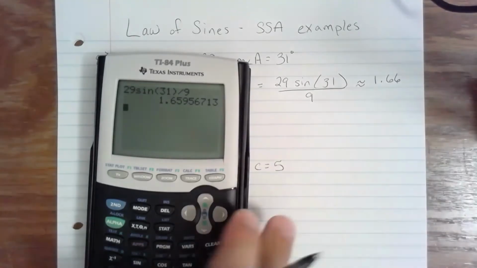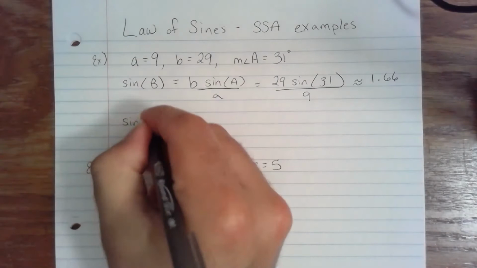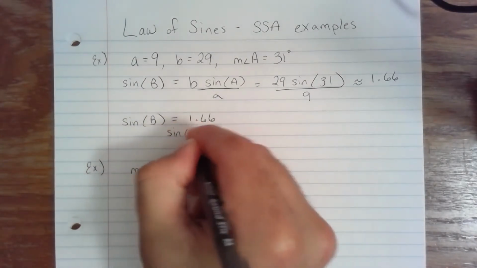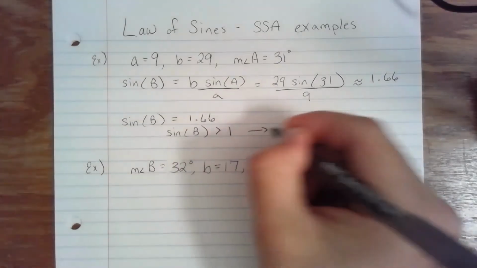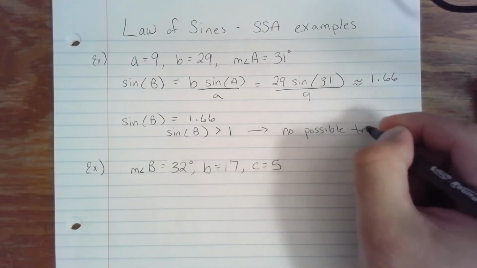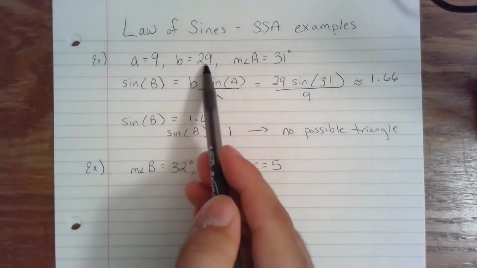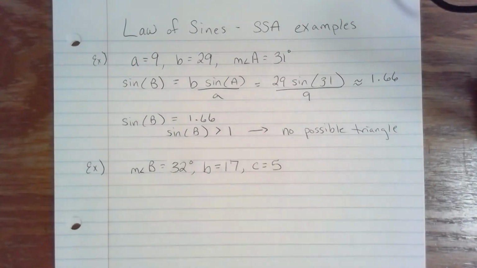We see about 1.66. And it's important to note here then that if sine of B is equal to 1.66, this means that sine of B is greater than 1. If you recognize that as one of our conditions to watch out for, we now know that there's no possible triangle for this particular problem. There are no triangles that will have the length of 9 and 29 for sides, with that opposite angle of the 9 being 31 degrees. It is not physically possible for that to happen.